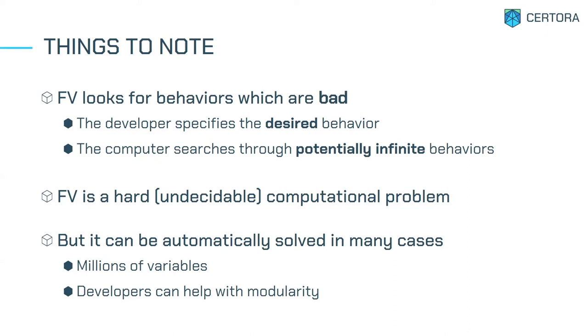And what happens when these things do not work? The user can help. There are different mechanisms for interaction. The simplest is basically modularity. You break the code into several pieces and you verify each piece separately with respect to the specification.